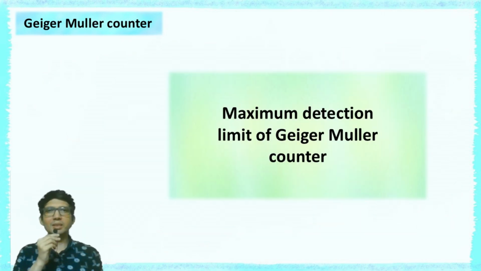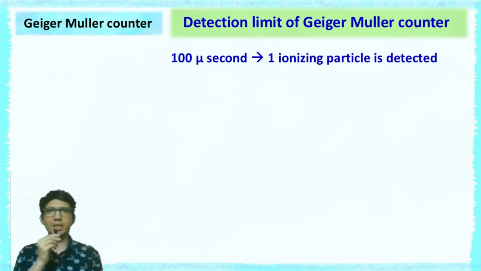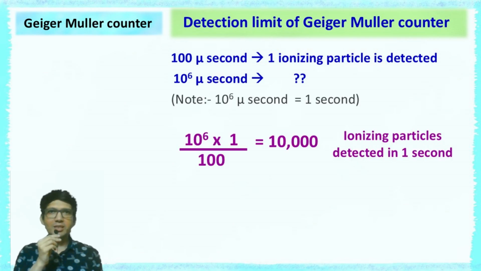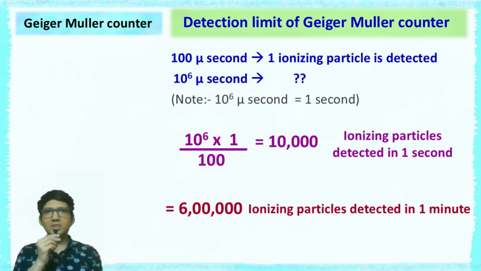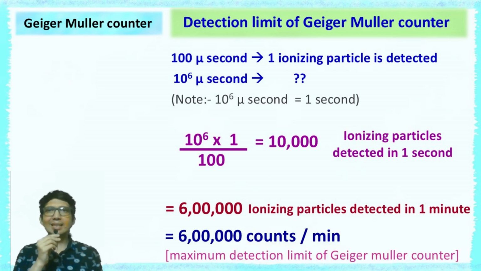Now the question is, what is the maximum number of ionizing particles that a Geiger Muller tube can detect? So if we see the mathematics, then after every 100 microseconds, the Geiger Muller tube can detect one ionizing particle. This means in 1 second, it can roughly detect around 10,000 particles. And in 1 minute, this will be around 6 lakhs particle, which will account for 6 lakhs counts per minute. So this is a maximum number of ionizing particle which a Geiger Muller counter can detect.